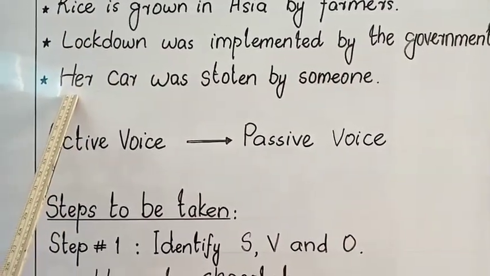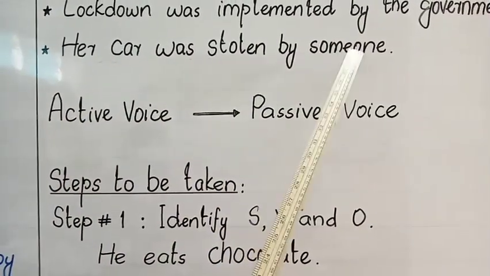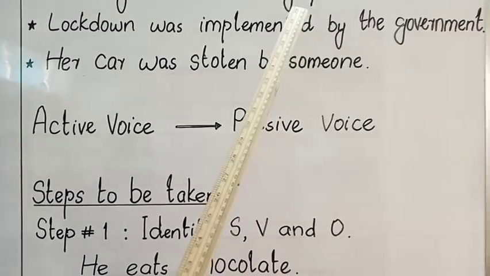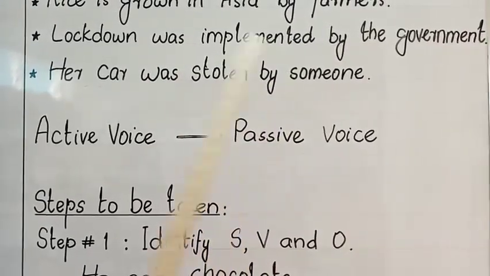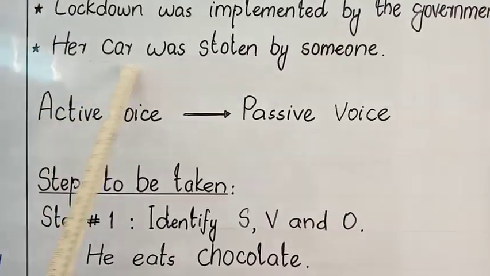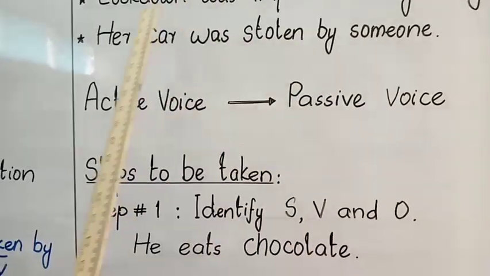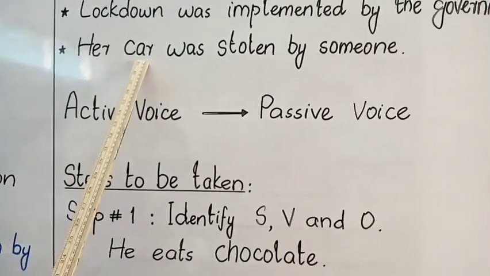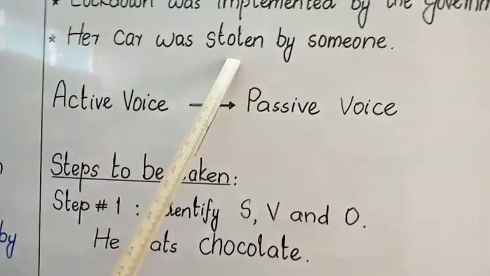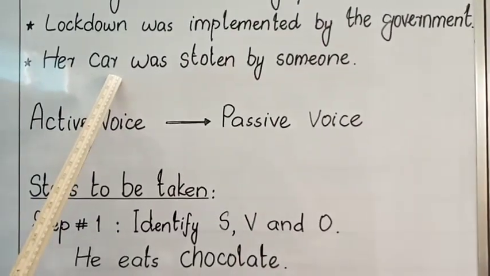Next example is her car was stolen by someone. So we don't know who stole her car, but we know that her car was stolen. Subject is unknown here, but we know that her car, the object, was stolen. That is why this sentence has been written here in passive voice.